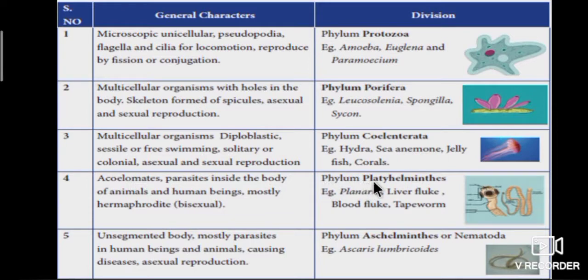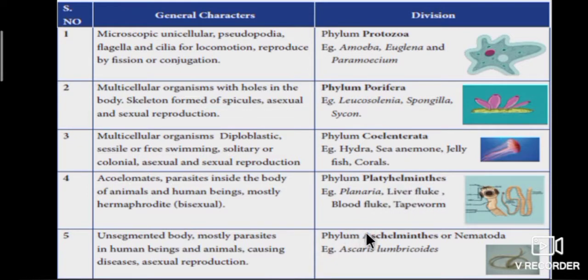Fourth phylum is Platyhelminthes. It is acoelomates, that is without body cavity. Parasites inside the body of animals and human beings. Mostly hermaphrodite, that is bisexual. Planaria, liver fluke, blood fluke, tapeworm are the examples of Platyhelminthes.